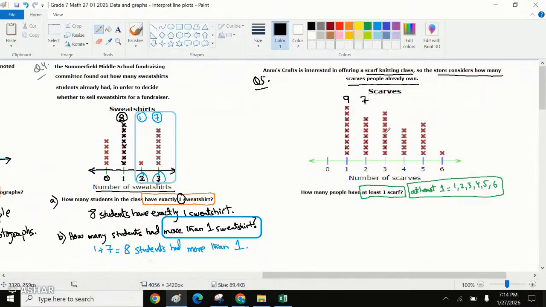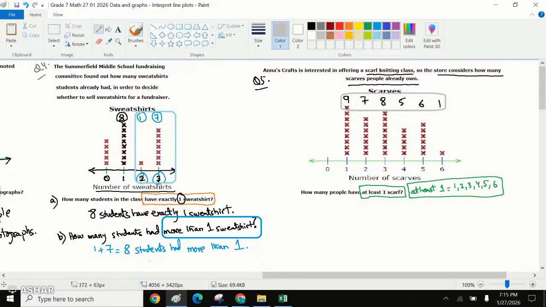1, 2, 3, 4, 5, 6, 7, 8. 1, 2, 3, 4, 5. 1, 2, 3, 4, 5, and 6. And this was 1. That means at least 1 would mean we add all these numbers together.